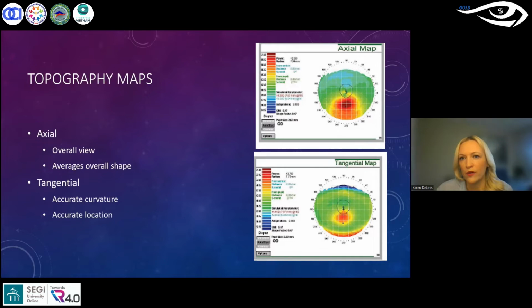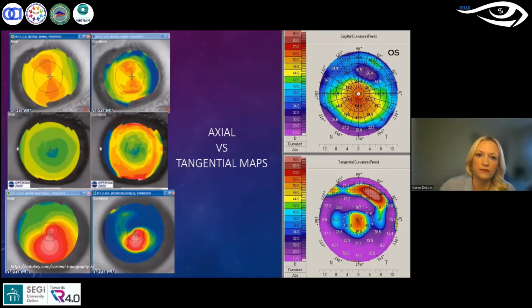So you can see these photos. This is the same cornea, but the top is an axial map. Again, it's just kind of like averaging everything out. A tangential map is going to give you more defined points. Again, axial versus tangential, you're going to get more of a global look at things versus very pinpoint things. I personally like axial. I think there are many people that will prefer tangential. I like to look at the general shape of the eye, but the tangential can be helpful if you're doing some troubleshooting on like a gas permeable lens.